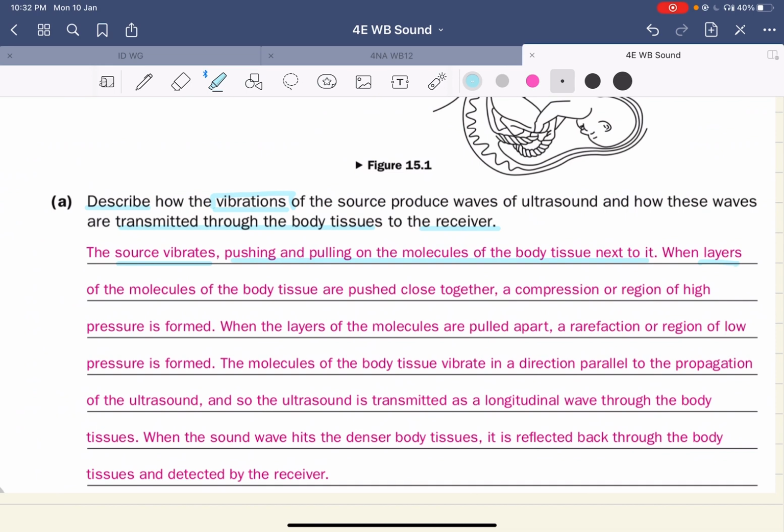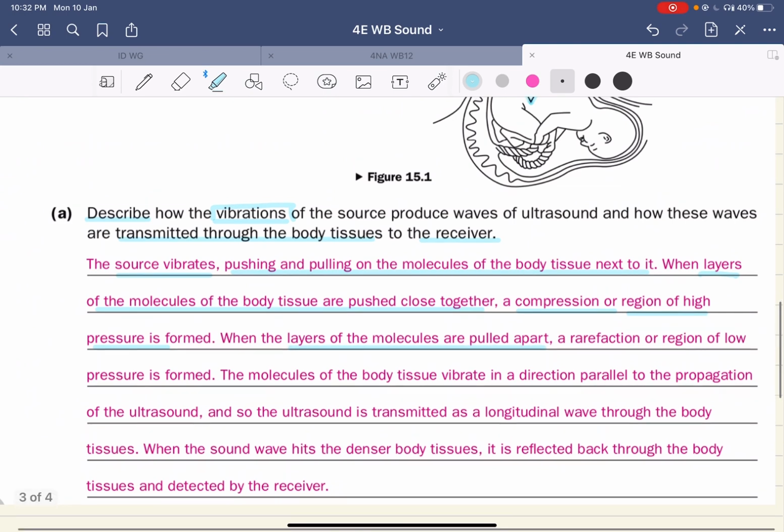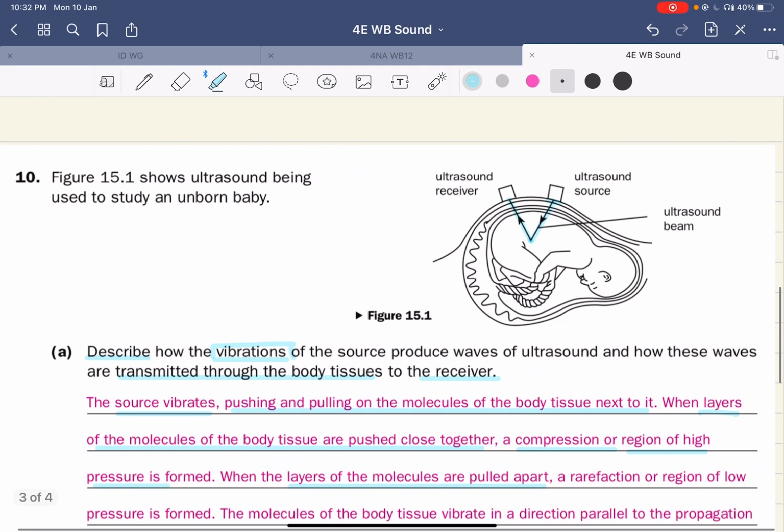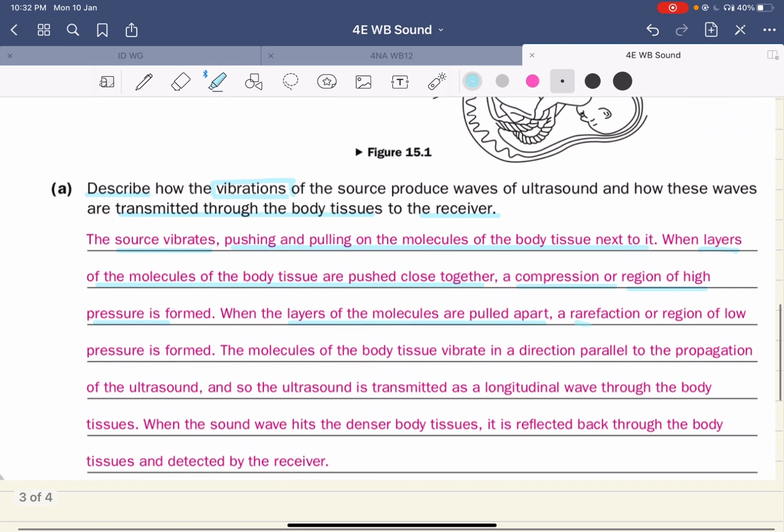When layers of the molecules of the body tissue are pushed close together, compression is formed. The medium for the ultrasound is not air but the body tissues, which is a bit like a solid. Compressions are regions of high pressure. Then when the layers of the molecules are pulled apart, as the ultrasound source moves away a little bit, a rarefaction is formed. Molecules of the body tissue vibrate in a direction parallel to the progression of the ultrasound, so it is a longitudinal wave.